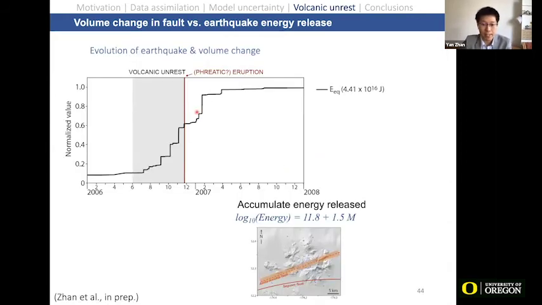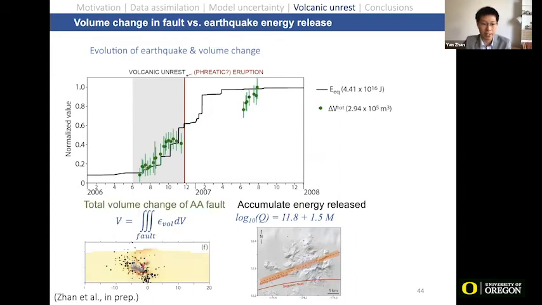We can calculate the energy released by the seismicity along the fault. We calculate that along the fault within 2 kilometers, up in the box here. And then we can also calculate the total volume change by integrating the volumetric strain. We can see the total volume change and energy share a similar pattern when normalized to their maximum value. That may tell us the energy is somehow proportional to the volume change of the fault.